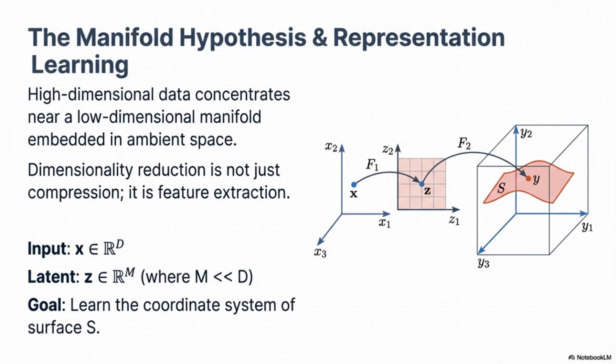its true coordinate system. Okay, so if the goal is to learn this hidden manifold, how do we actually do it? What's the right tool for the job? Well, that brings us to the star of today's show, the autoencoder. Let's break down its blueprint.